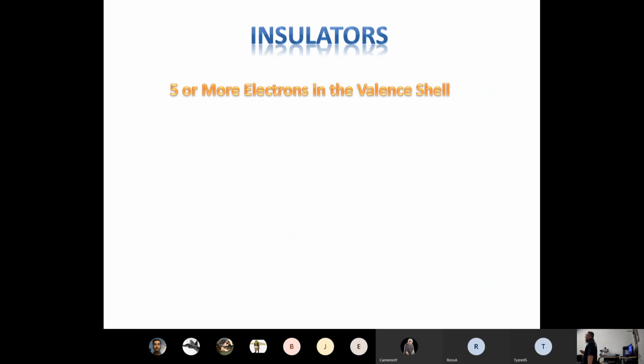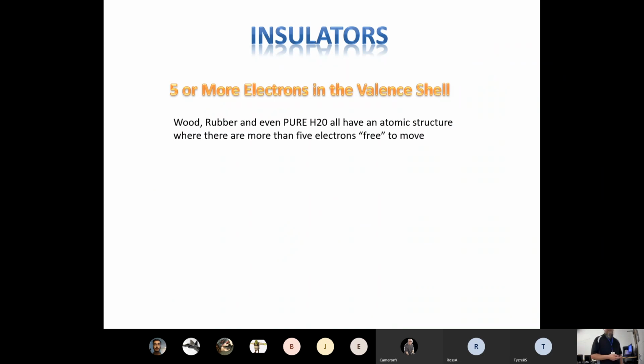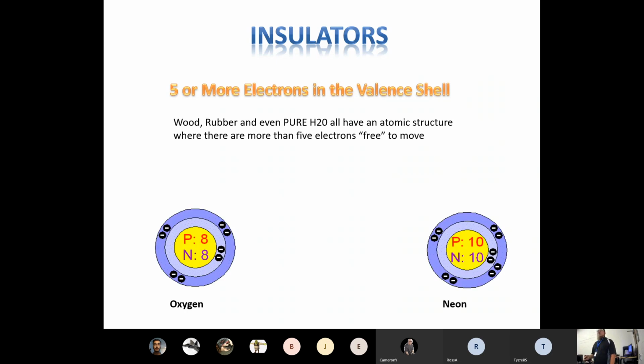Insulators are any material that has 5 or more electrons in their valence shell. So here's an example. Pure H2O is an insulator. When you put salt in it, it turns into a conductor. But here are 2 examples: oxygen and neon. If you look at the valence ring on these, oxygen has 6, neon has 8. Right?